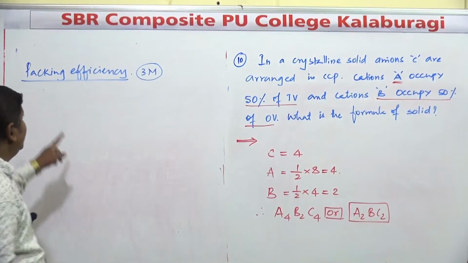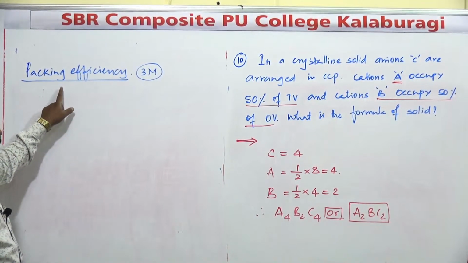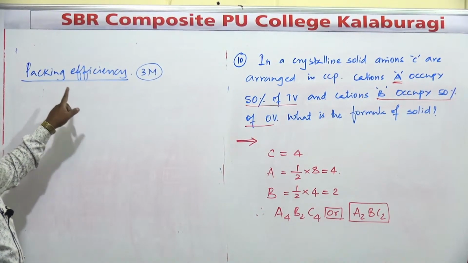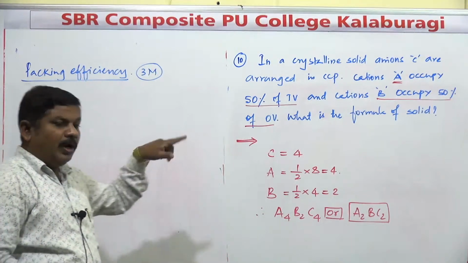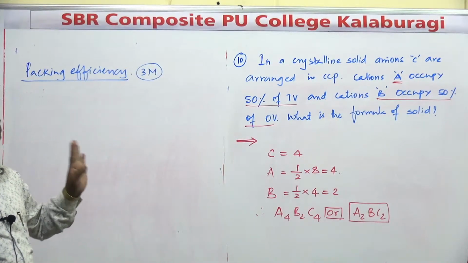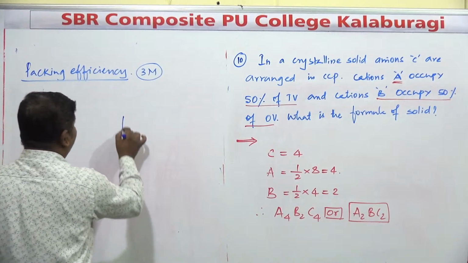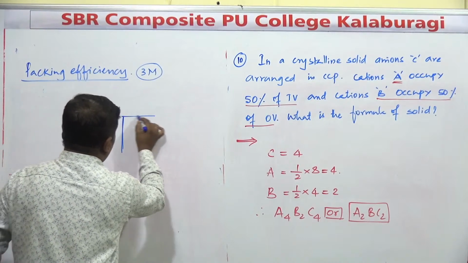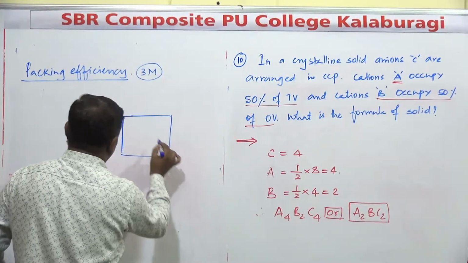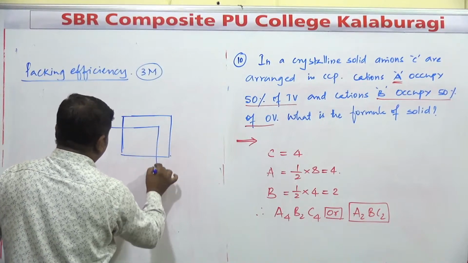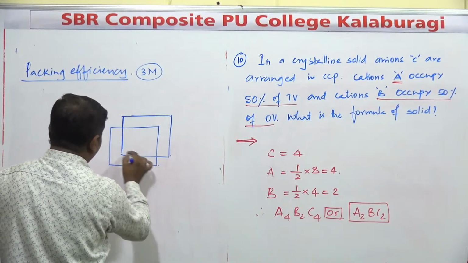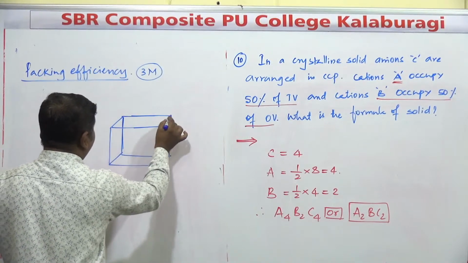Packing efficiency is nothing but the percentage of the total volume of the unit cell occupied by the different types of spheres. Suppose you consider one unit cell, this one is going to be a simple cubic unit cell. It is going to be called a primitive unit cell.